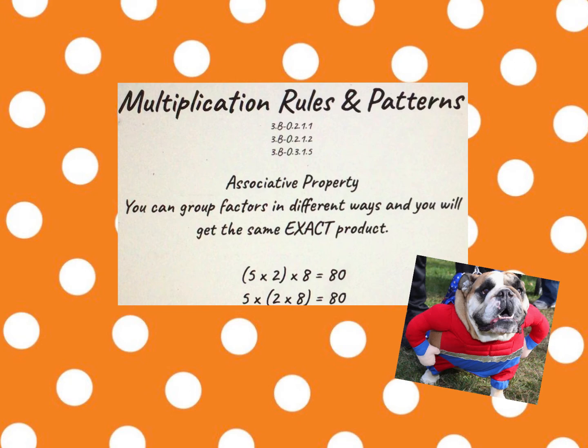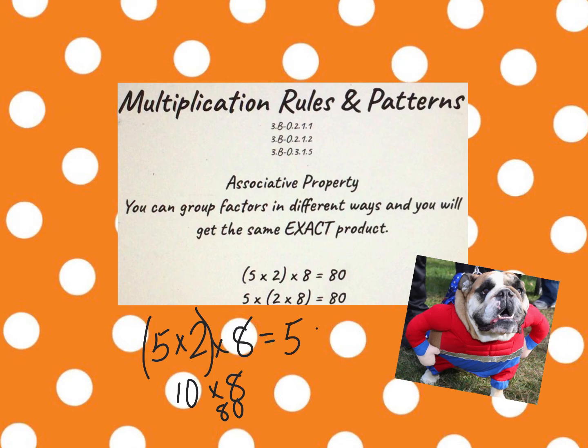So the associative property we talked a little bit about today is like our buddy rule. So if we have 5 times 2 times 8, my buddies that I'm going to do first are 5 times 2, and then I'm going to multiply it times 8 to get 80, okay? We can also do it this way, where my buddies I'm going to do first are 2 and 8, which is 5 times 16, and if you count by 5s 16 times, you would definitely get 80 as well.